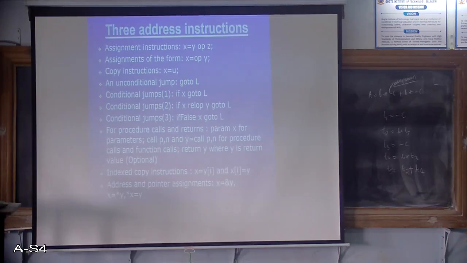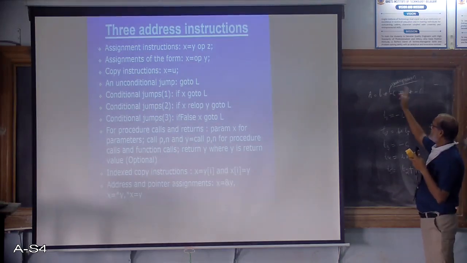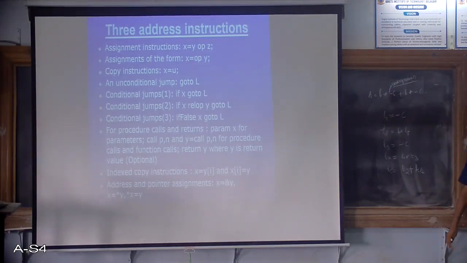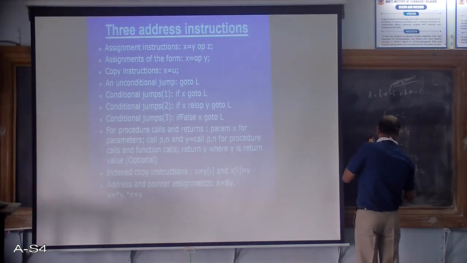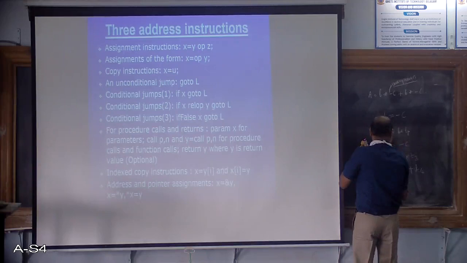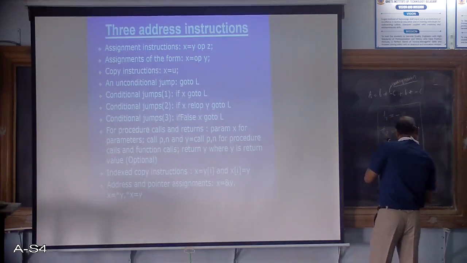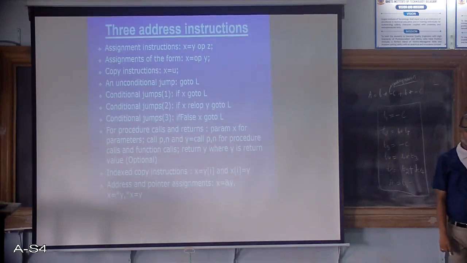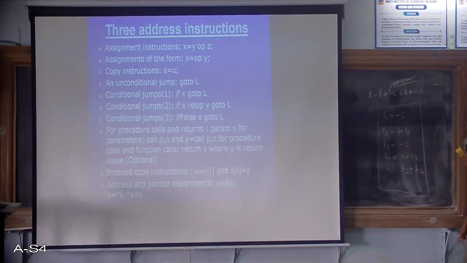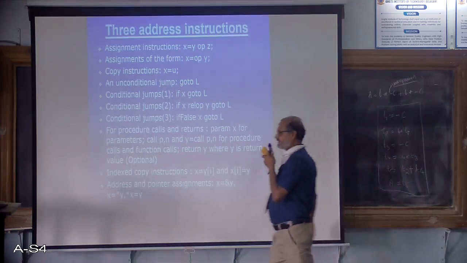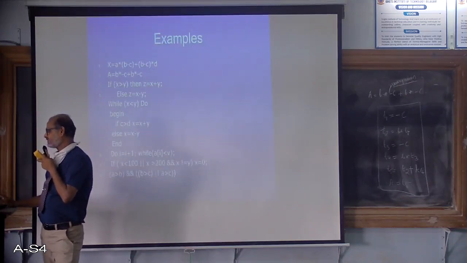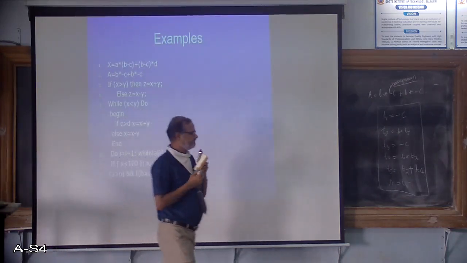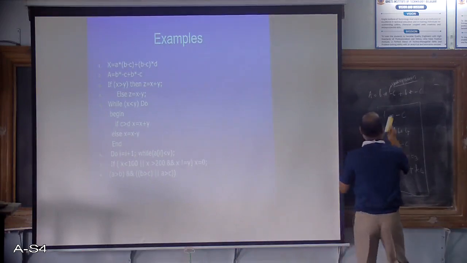Now the whole value has to be assigned to the memory referred by the variable A. So you have a copy statement A equal to T5. This is the sequence of three address code that is generated for that particular source statement. Like this, I have examples. I have taken the arithmetic expression.